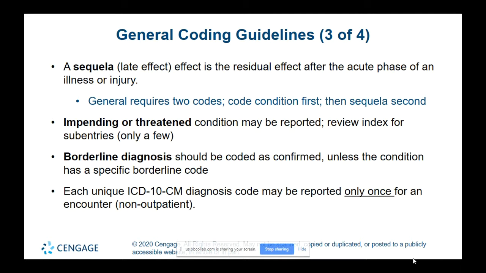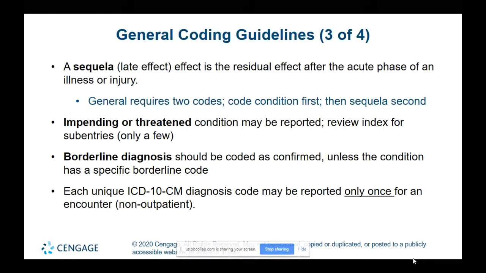And if documentation has impending or threatened as the condition, so it doesn't say specifically, it says impending or threatened ABCD, you want to review the index under impending or threatened to see if there is a separate code for that. There's not a lot of these. Most of them have to do with the pregnancy chapter. So if the documentation says threatened labor, you wouldn't go just to labor, you'd go to threatened and then to labor.